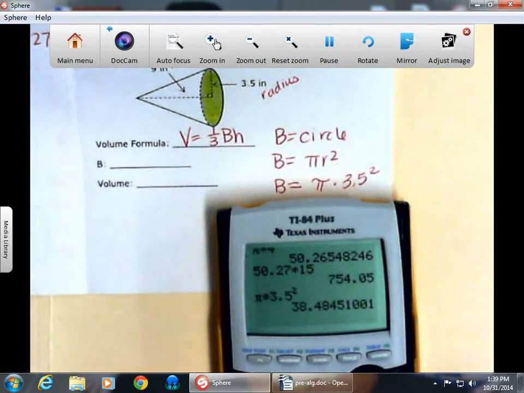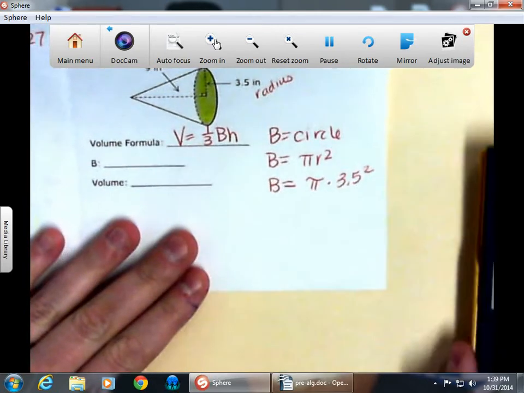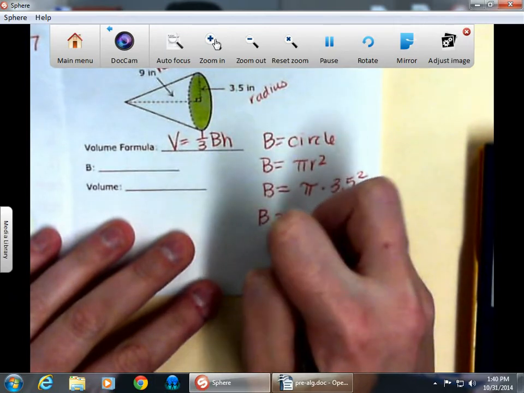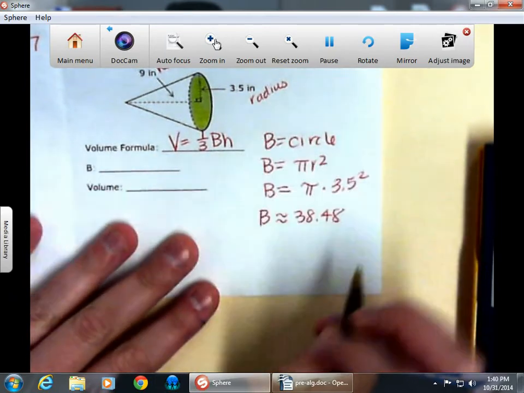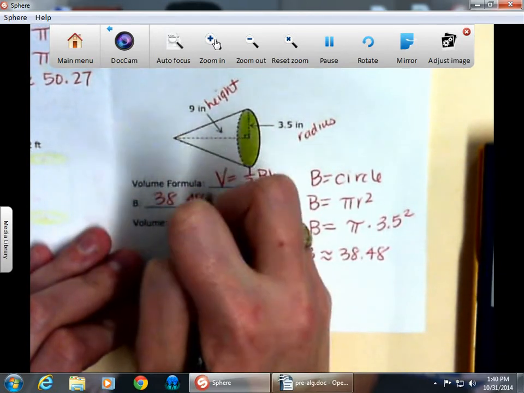And again, I round to the hundredths. The 8 is in the hundredths. The 4 tells it to stay put. So big B is approximately 38.48. So I fill in 38.48 inches squared.